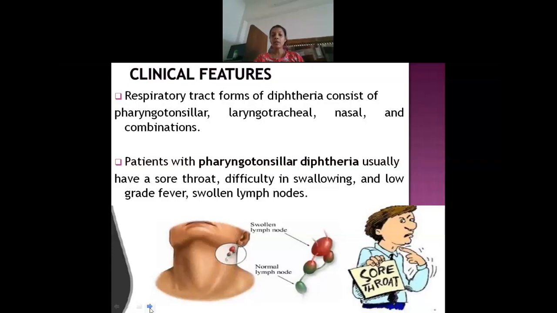Okay, so now when I am telling about pharyngotonsillar diphtheria, where the patient is having pharyngotonsillar symptoms, in this case, the patient will be having signs and symptoms of severe sore throat. They may not be able to swallow because of the severe sore throat. Along with that, because of the infection, the patient may also have fever, and they can also have swelling in the lymph nodes, especially behind the ear region or in the neck region.